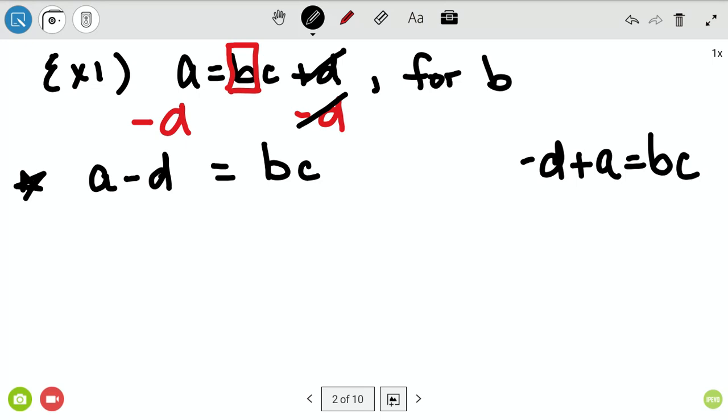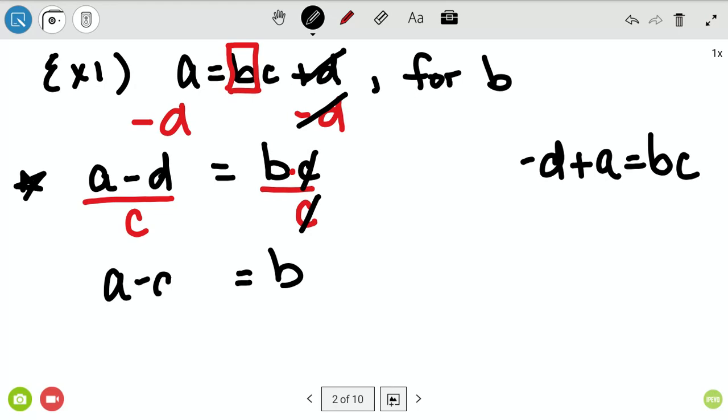And in both cases, continuing to get the B by itself, we're going to divide by what's attached to the B, and since it's attached with multiplication, we're going to divide. And the C over C reduces to 1, so we don't need to write that. We can just write B. And then over here, we have A minus D over C, and that is your answer.